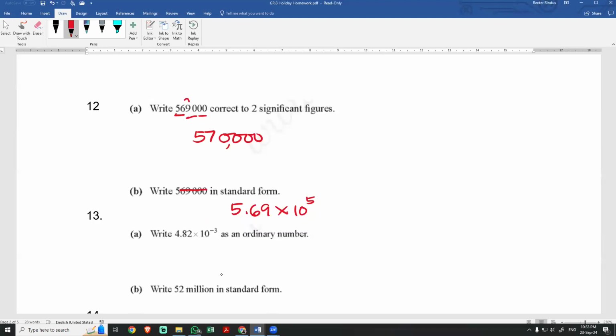Now this one here, it says write as an ordinary number. So let me just write back 4, 8, and 2. Now, if you observe, the decimal was here. And since it is negative, we have to move to the left. It was here, so we'll count: 1, 2, 3. So there will be additional zeros here before the dot. So your final answer should be 0.00482. If you count back 1, 2, 3, that's where the decimal will be.